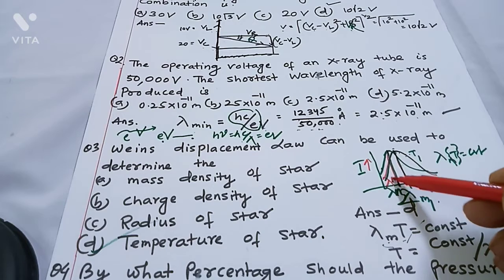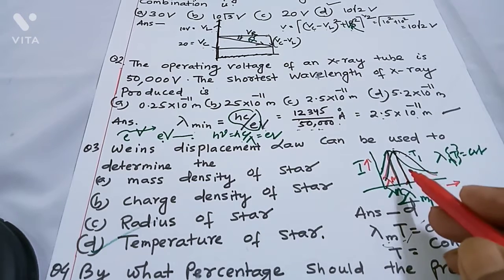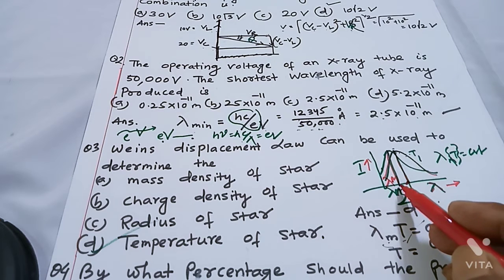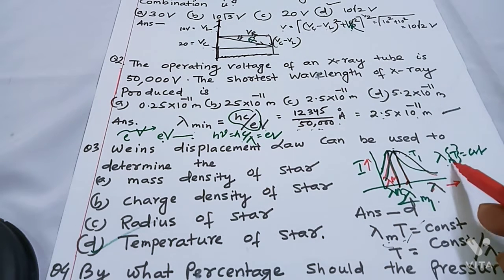Here it is seen that the value of lambda m shifts to the left, that is, it decreases, so that lambda m into T is constant. More is the temperature, less is lambda m. So from this concept we can find out the temperature of a star.